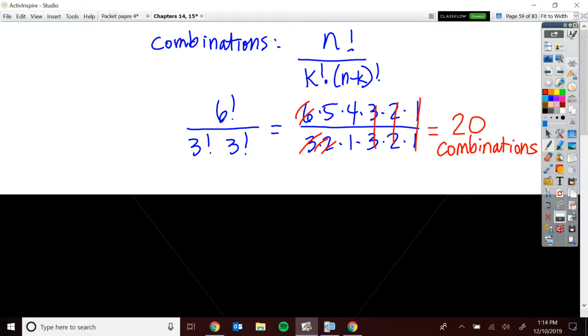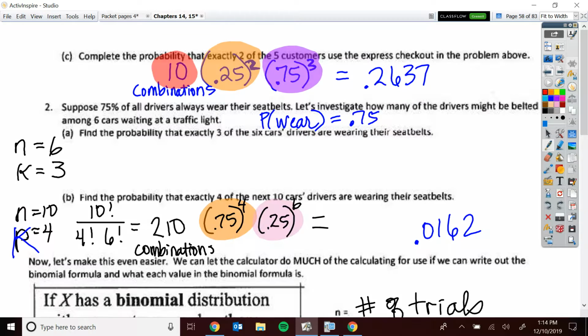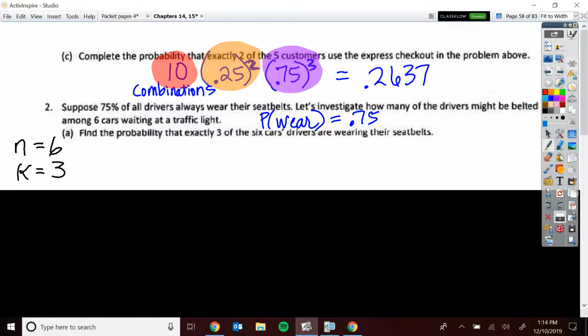You may fret and say it's going to take forever, but I am super happy to just do that and determine there were 20 combinations rather than having to draw them all out. So 20 combinations. 3 of them wear their seatbelt, so that's 0.75 to the third power. And 0.25 is the failures. If there are 3 successes, how many failures are there? There are 3 because it totals to 6.